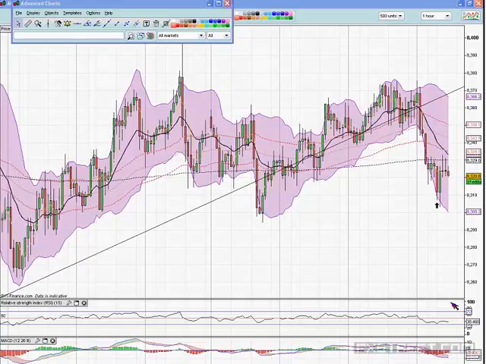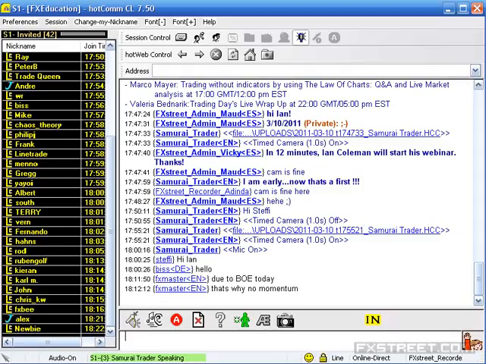Then I'll put on one unit. I want to be in it, but I don't want to be in it with as much exposure as I did if I traded a retracement.